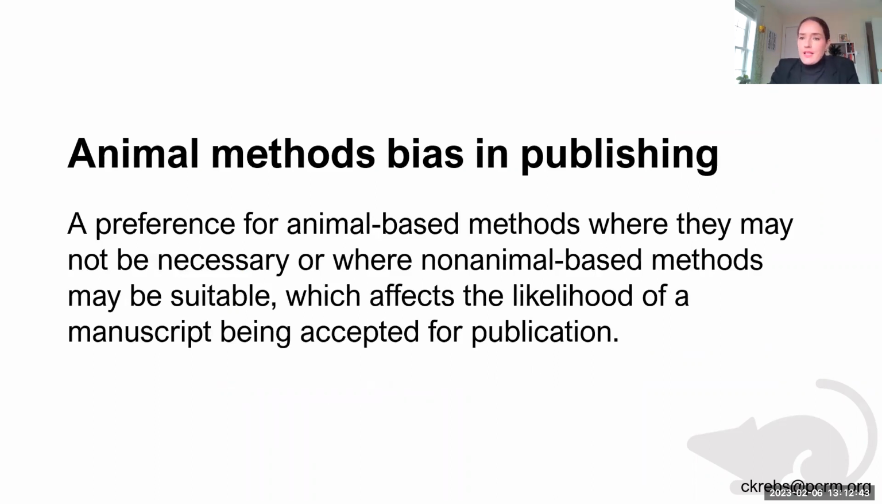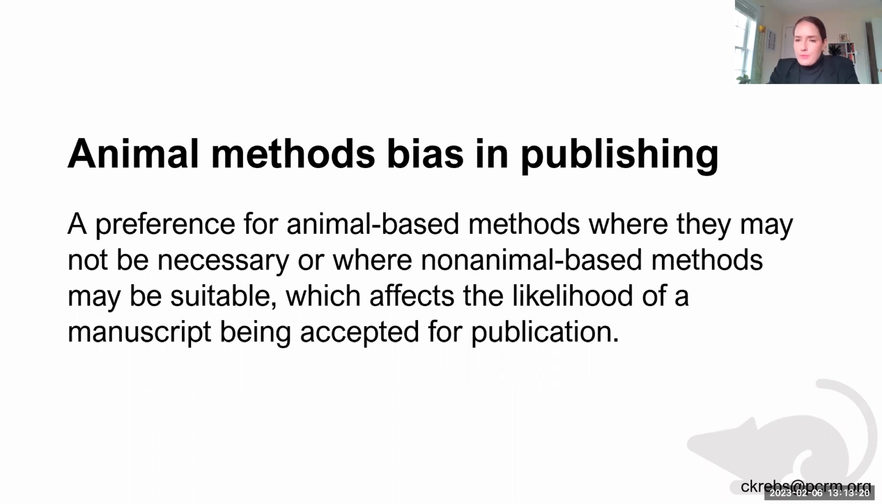Thus, we've defined animal methods bias in publishing as a preference for animal-based methods where they may not be necessary, or where non-animal-based methods may already be suitable, which affects the likelihood of a manuscript being accepted for publication or introduces a significant delay to manuscript acceptance. Animal methods bias may affect other aspects of the research enterprise as well, like the review of grant applications. But so far, we've mostly been concerned with animal methods bias in publishing.